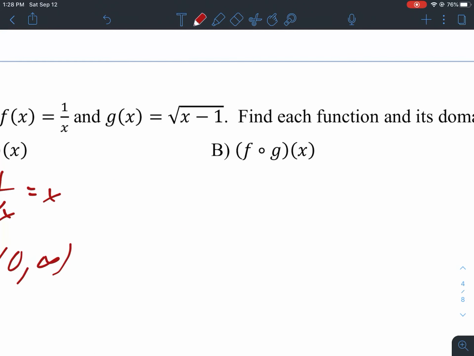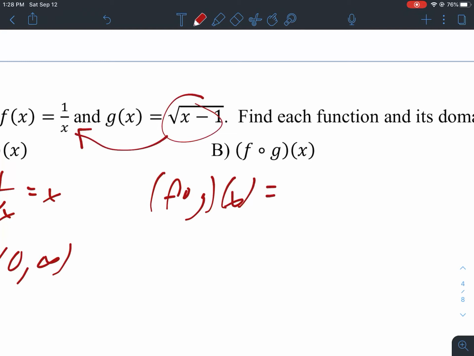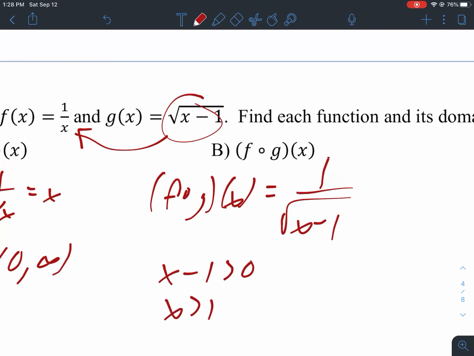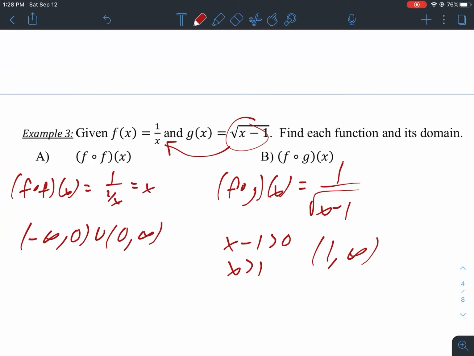Okay, the last one, f of g of x. So we're going to take g, put it into x for f. So you get 1 over root x minus 1. So our domain again, we can't have 0 or a negative number in the denominator there because of the root. So x minus 1 has to be greater than 0. x must be greater than 1. So 1 to infinity.